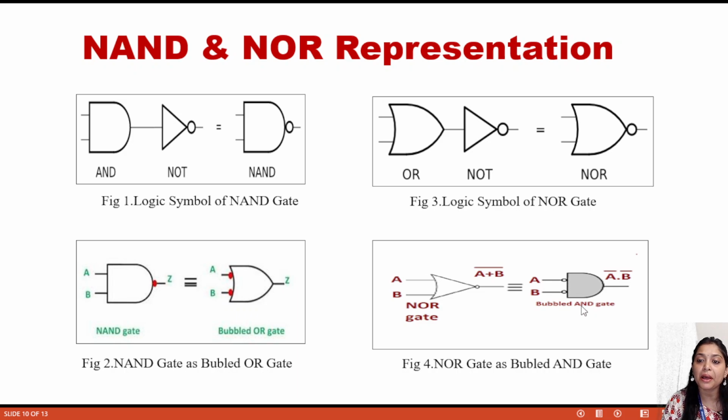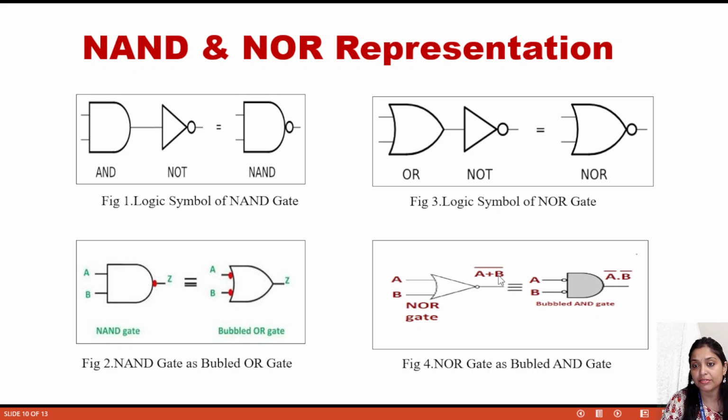So here what will happen? Here there is A and there is B. After NOT, I have already said these two bubbles are actually represented as NOT. So the input of the AND gate is actually A bar and B bar. So the output will come A bar dot B bar. So this A bar dot B bar is actually (A plus B) bar. In the previous lecture I told you about De Morgan's theorem. Please check this video.